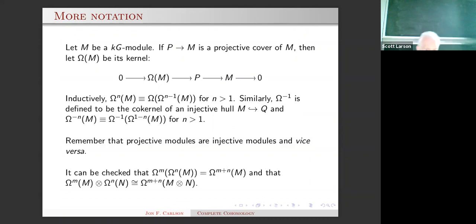We also have a calculus of these objects. That is to say, if I take omega m of omega n of M, that should be isomorphic to omega n plus m of M, and so on. If you do the tensor product, these things work out quite well. This last relation follows because whenever I tensor with a projective module, I get a projective module. So if I tensor a projective resolution of M with N, I get a projective resolution of M tensor N, and so forth.